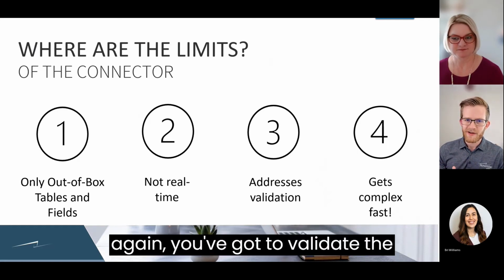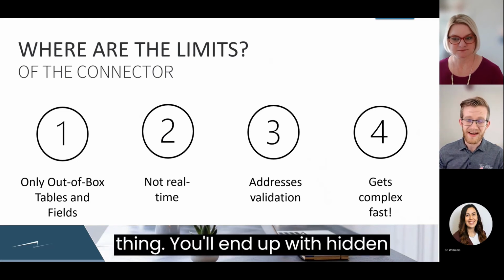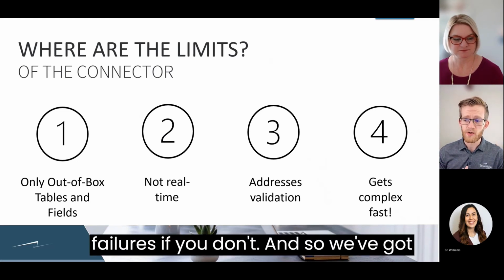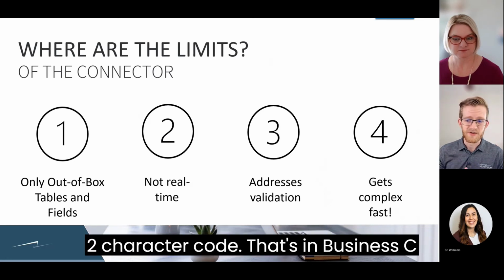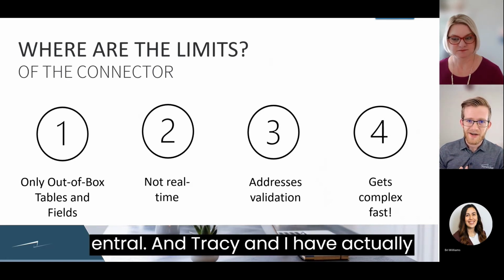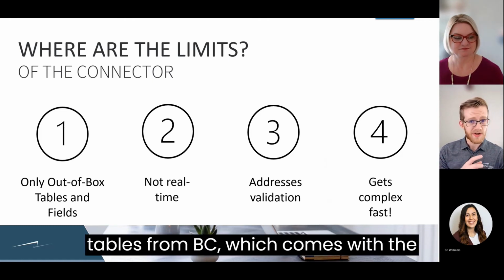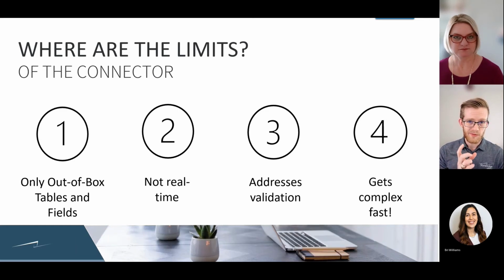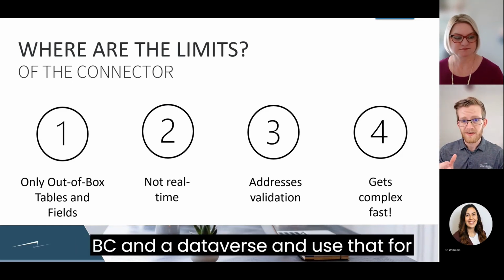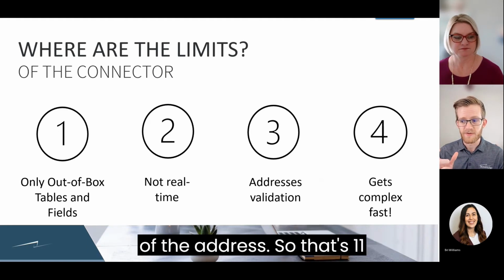Addresses, again, you've got to validate the country codes. That's a big thing. You'll end up with hidden failures if you don't. And so we've got to make sure the address abides by that 2-character code that's in Business Central. And Tracy and I have actually tackled that by using virtual tables from BC, which comes with the connector. You can actually expose the country and regions table from BC into Dataverse and use that for validation in the country region field of the address.